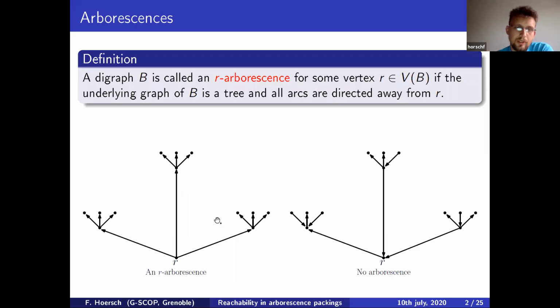So, for example, what you see here on the left is an arborescence. I have this vertex R, everyone's oriented away from it. And what we see here on the right is just whatever. So that's not an arborescence. There are several vertices that have in degree higher than 1. But this is just an orientation of a tree. This is not at all an arborescence. These are the things that I call arborescences.